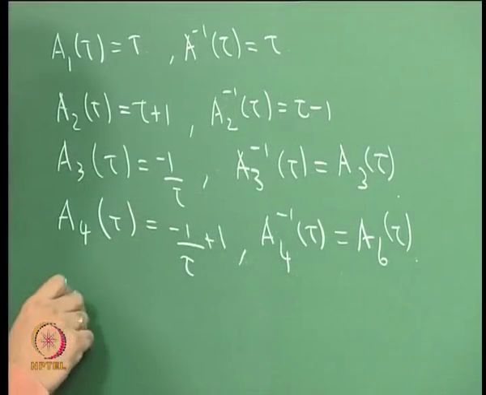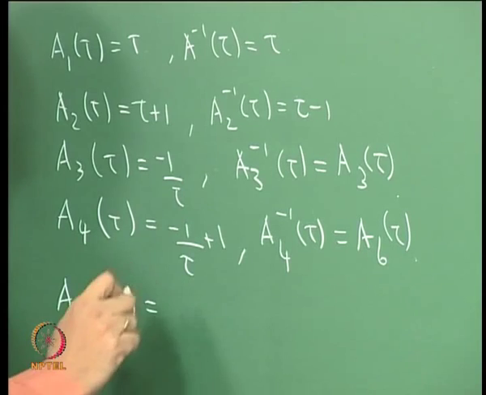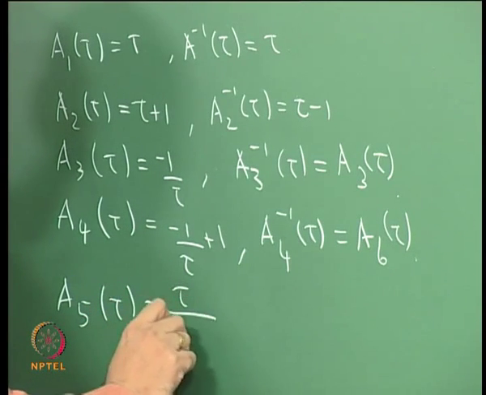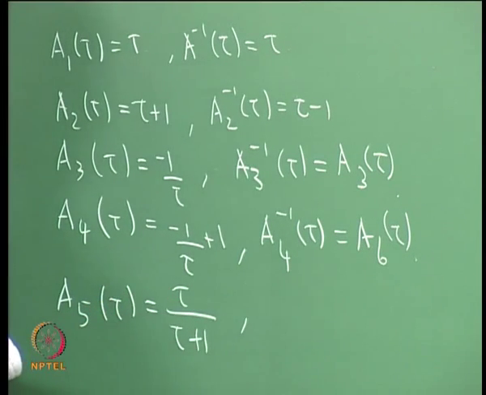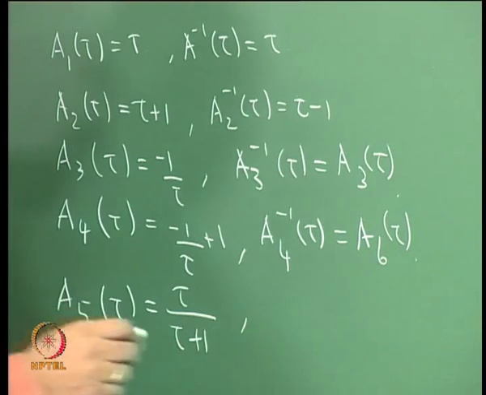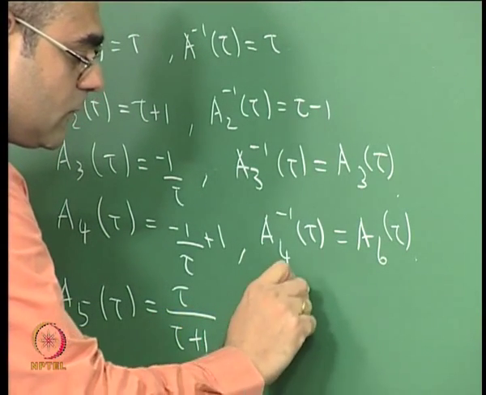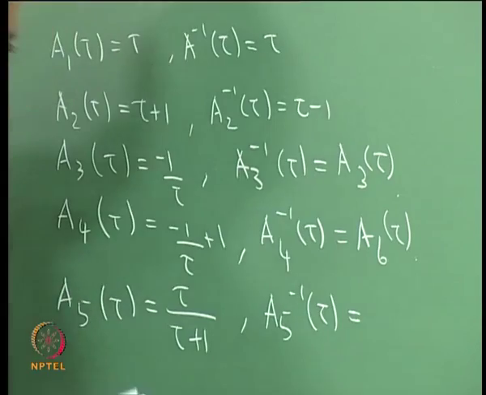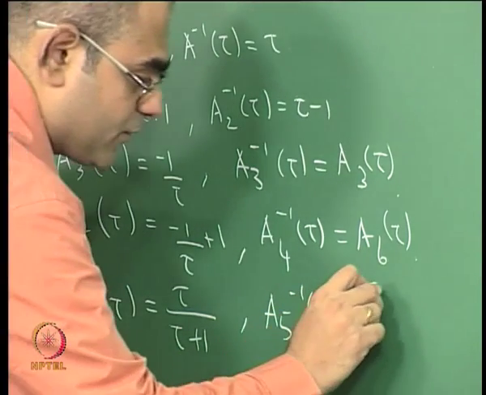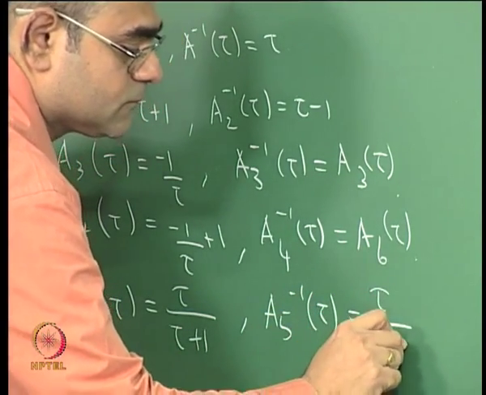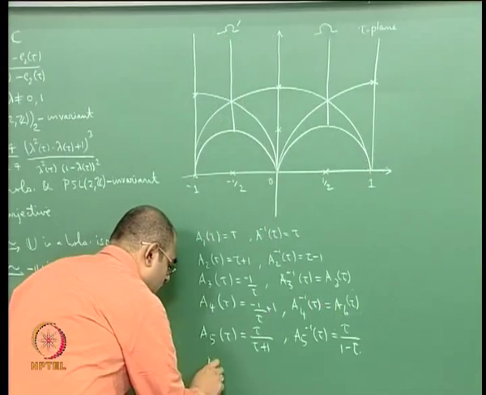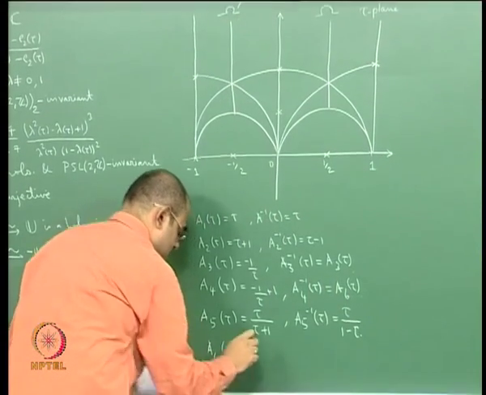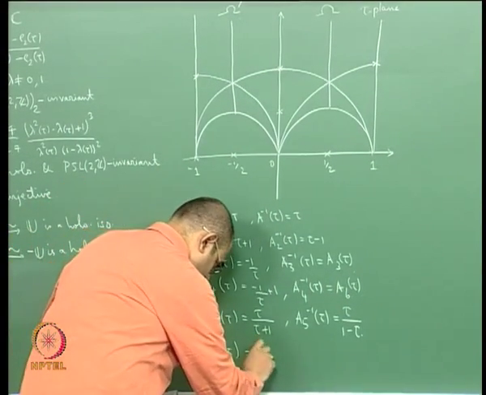A5 of tau was tau by tau plus 1, A5 inverse of tau was tau by 1 minus tau, and A6 of tau is 1 by 1 minus tau.